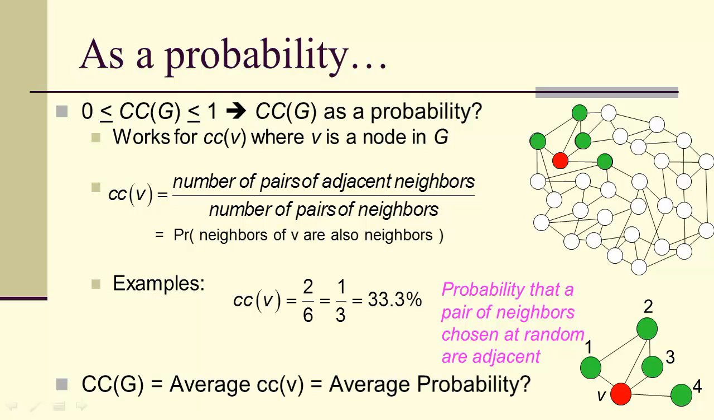But the clustering coefficient of an entire graph is an average over the clustering coefficient of the vertices. That would mean we have to talk about something like average probability. And that really doesn't make sense.